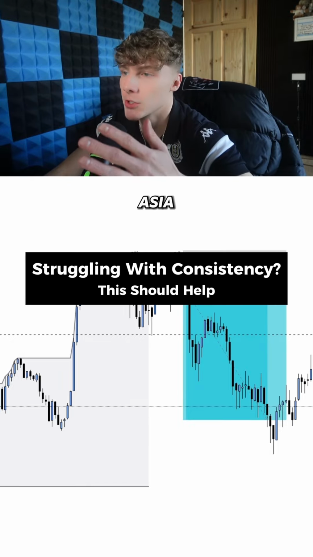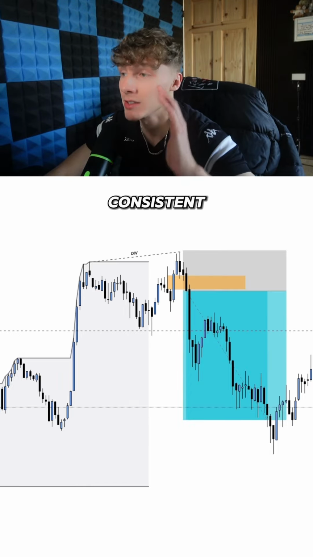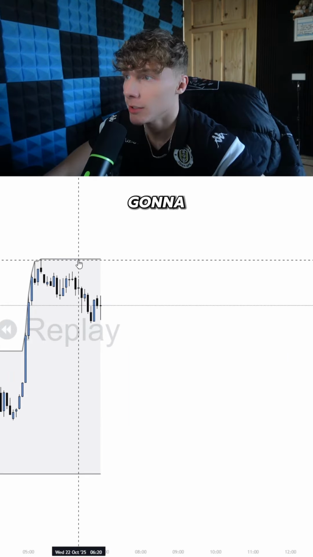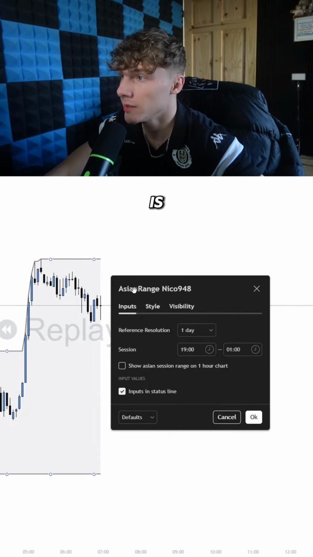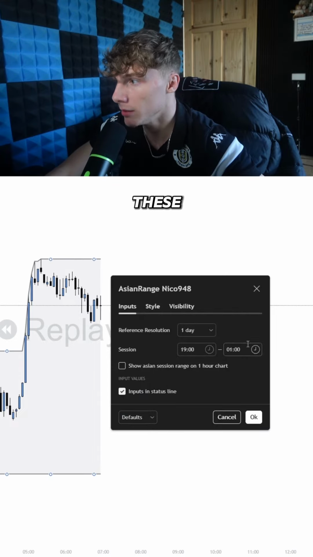And this is why I love the Asia Sweep model, because it's easy to learn and print consistent results like this. First of all, you're going to use this indicator on TradingView that's free. This is the Asia range by Nico948, and these are my settings.